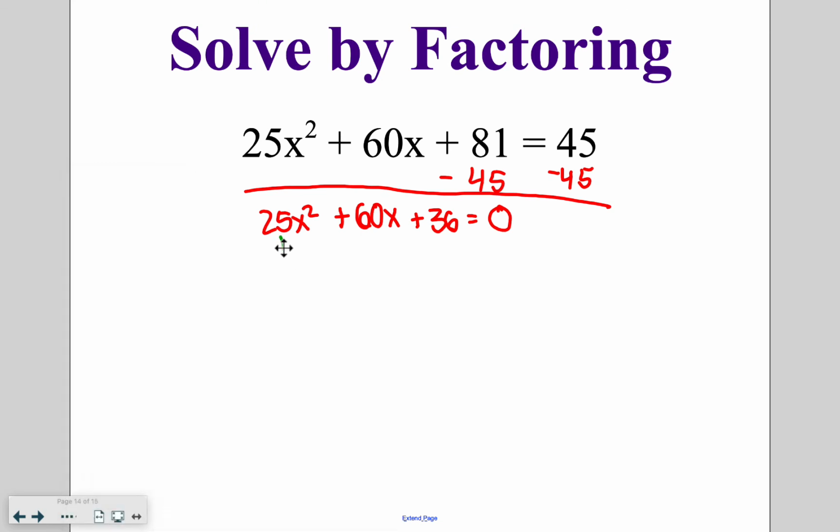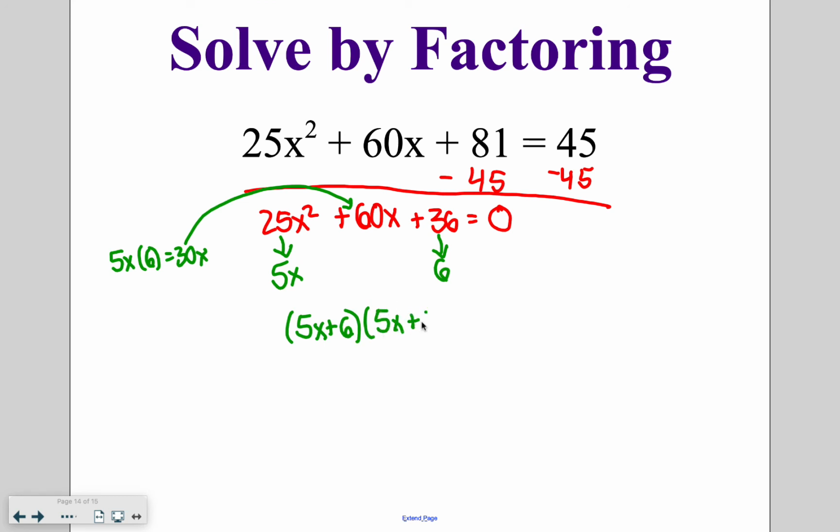So I'm taking my square root of the front, which is 5x, square root of the back, which is 6. I need to double check off to the side. 5x times 6 is 30x. That is, in fact, half of my answer. So because we have a positive 60x in the middle, that means I have the same answer repeated twice. So 5x plus 6 and 5x plus 6 equals 0.